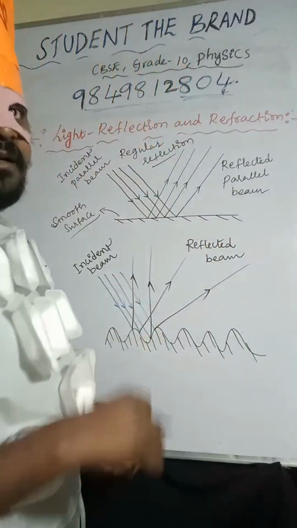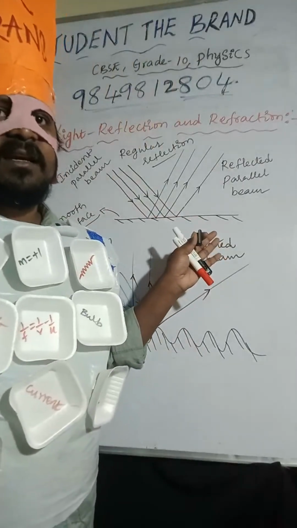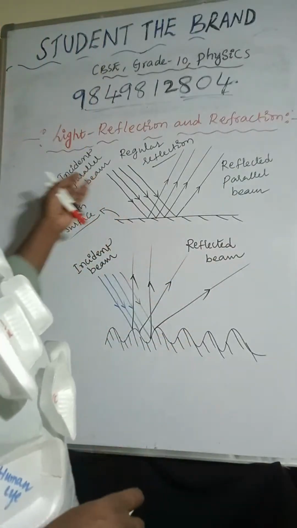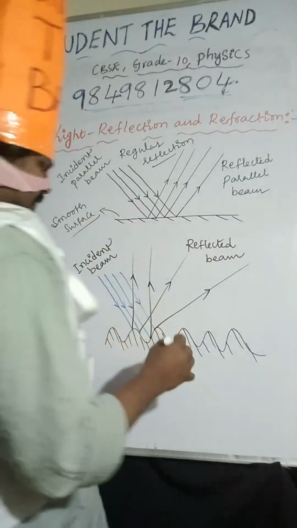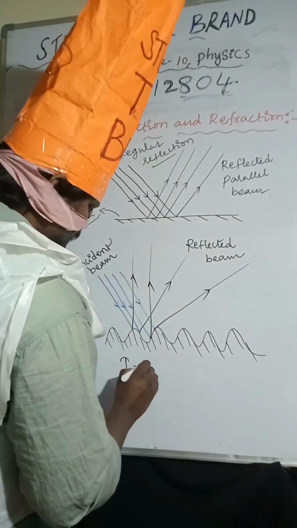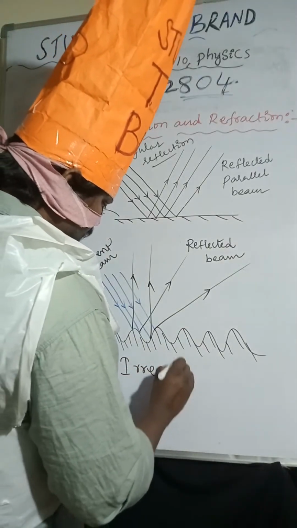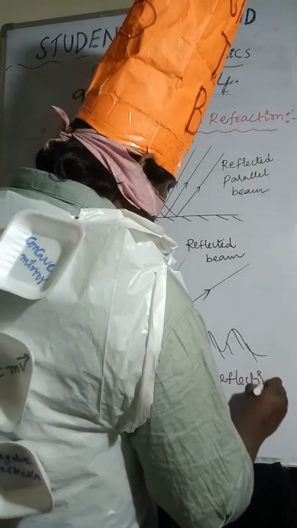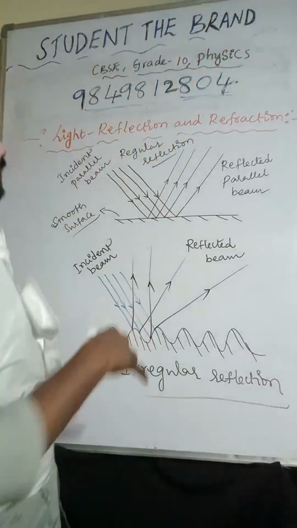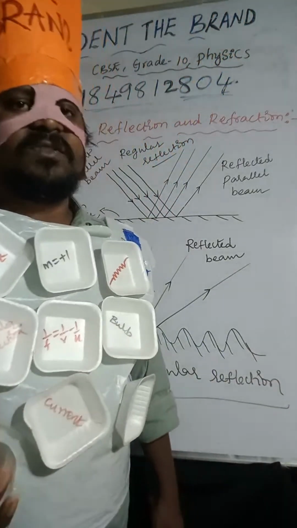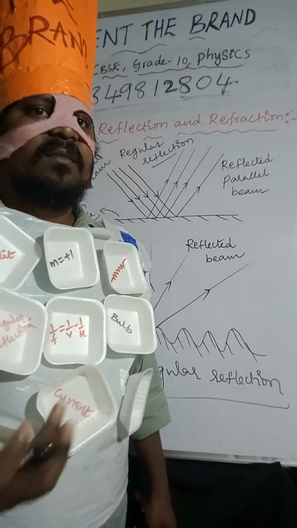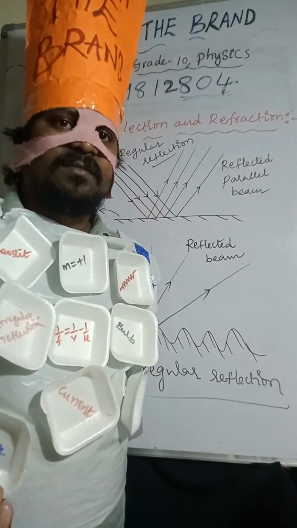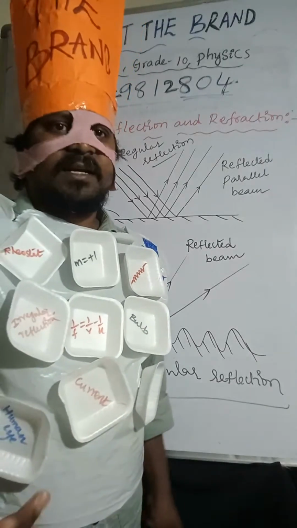So now you can observe the incident beam is parallel, but the reflected light rays are not parallel to each other. So they will go in different directions. So this is about regular reflection. Here, irregular reflection. Regular reflection takes place on a smooth surface, like still water, but irregular reflection takes place on a rough surface. Okay, rough surface, a wall, we can take.